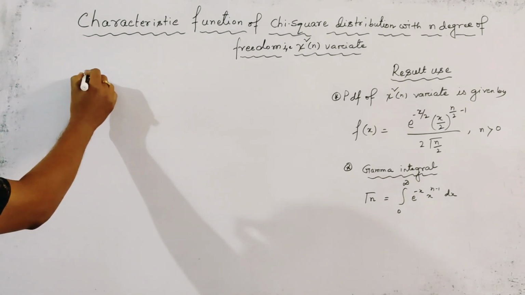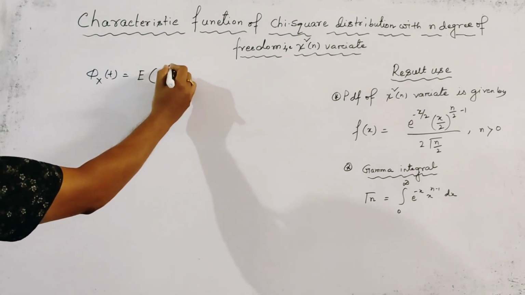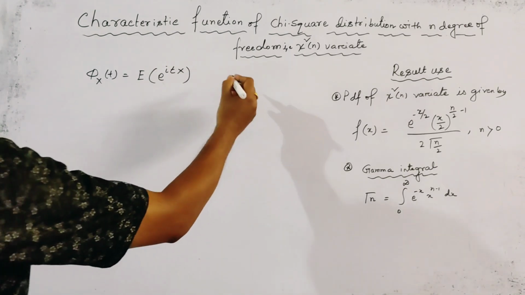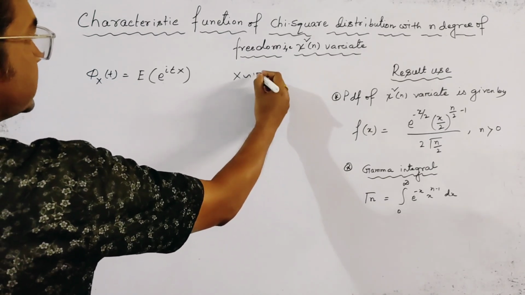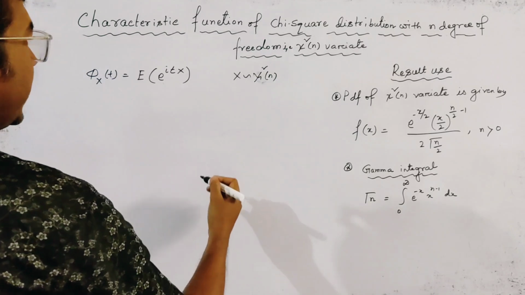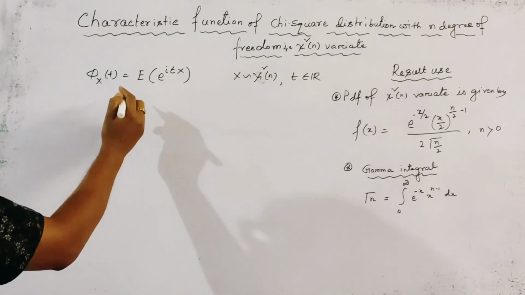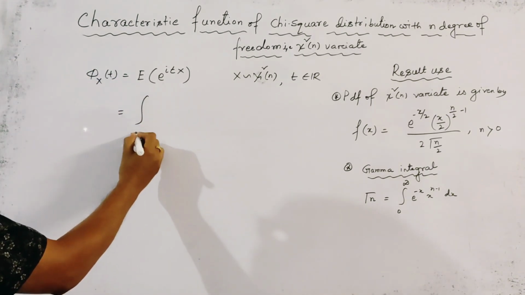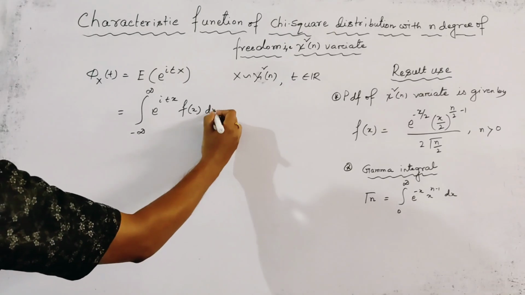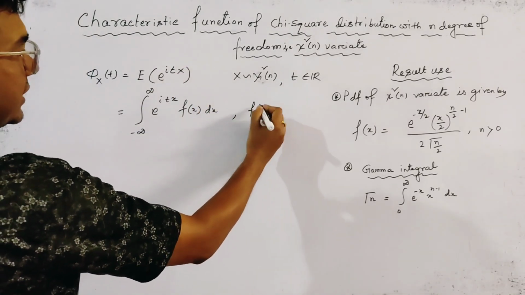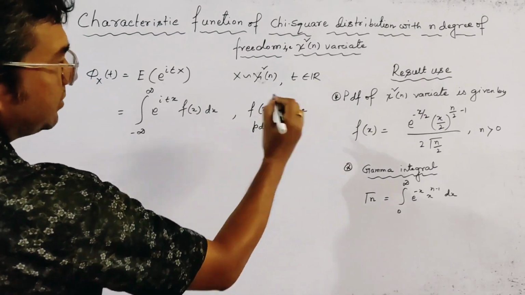Generally, the characteristic function is denoted by phi x(t), and it is defined as the expectation of e to the power i t x, where x is the random variable, and it is given that x is a chi-square n variate, and t is a real variable, that is, t belongs to the real numbers. And using the definition of expectation, we write the integration from minus infinity to infinity of e to the power i t x into f x dx, where f x is the PDF of the random variable x.